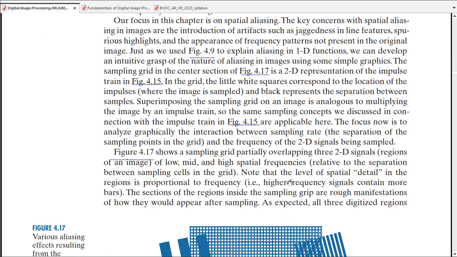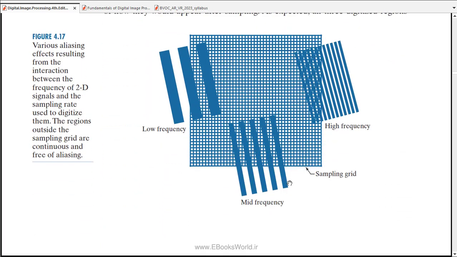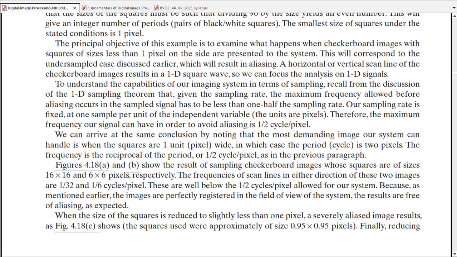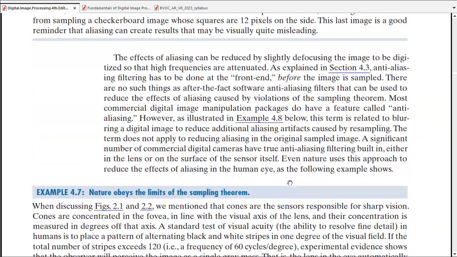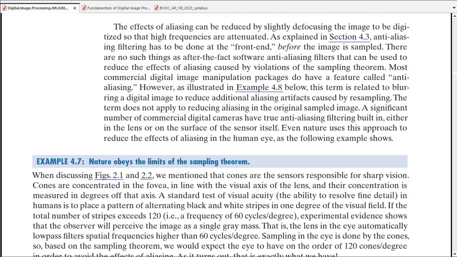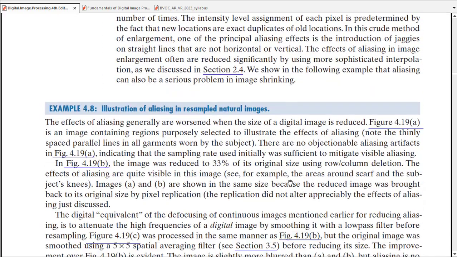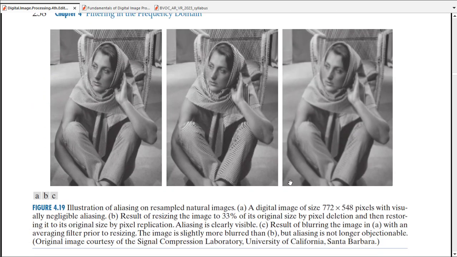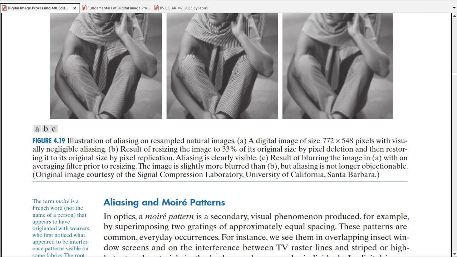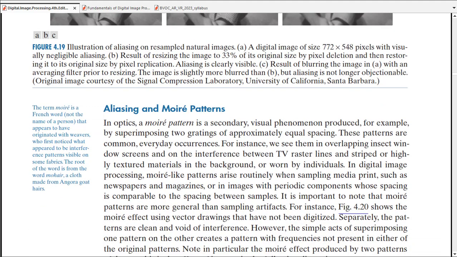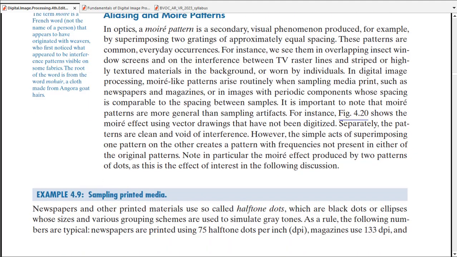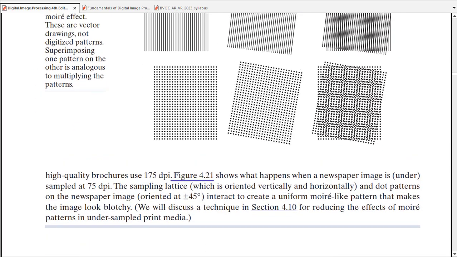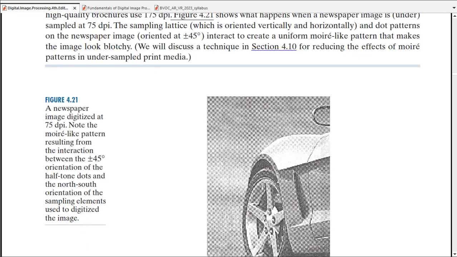Here everything is from the two-dimensional concept. 2D is an extension of the 1D concept. The nature of this theorem applies to any type of image, illustrated with the resampling of a natural image, showing aliasing and moire patterns. Here is a pattern of dots per inch that we analyze with fast Fourier transformations.